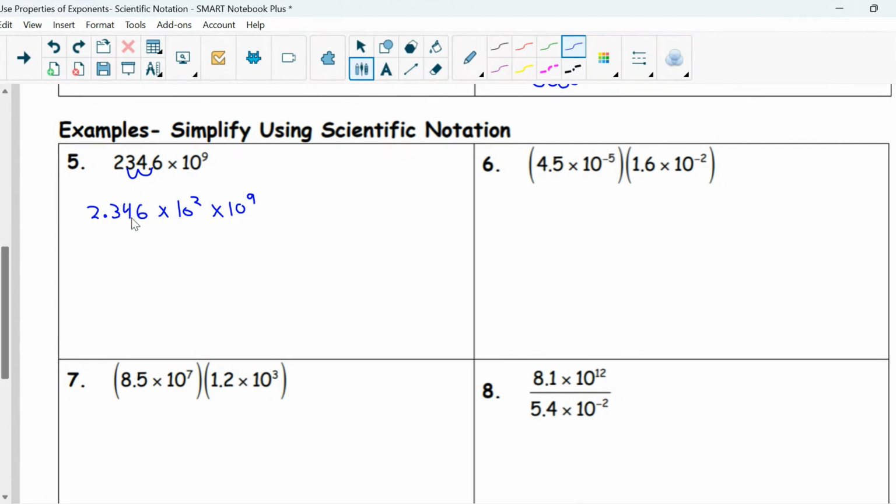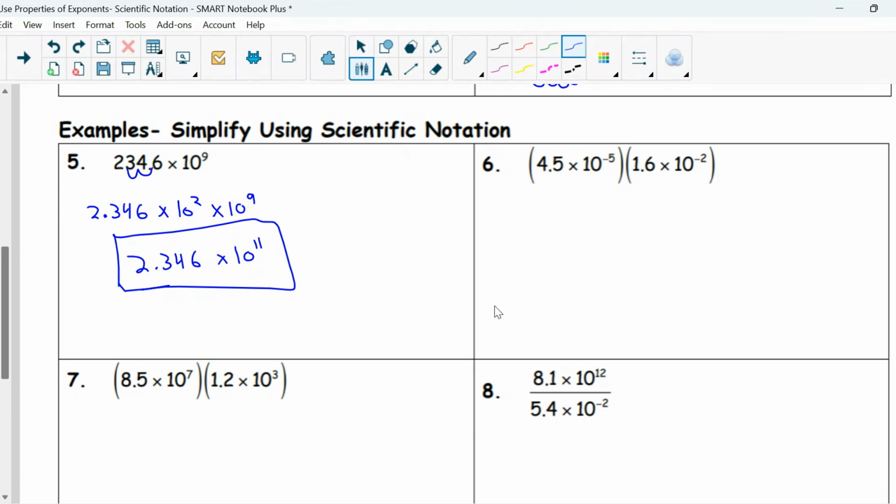Okay, nothing's going to change with my C value here. I still got 2.346. That's what we needed for scientific notation. But then we're going to have to multiply our exponents here. Remember, when you are multiplying two common bases with exponents, it's the same as adding your exponents. So we would just say 2 plus 9. So we have 10 to the 11th power. Okay, that's my scientific notation.